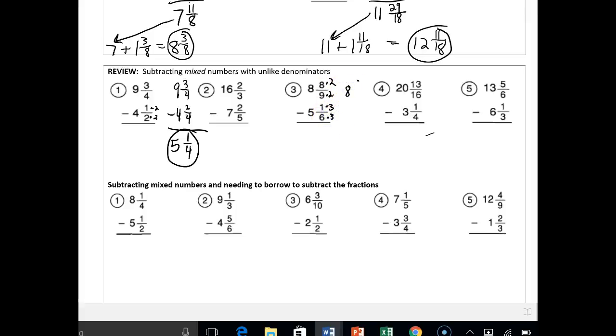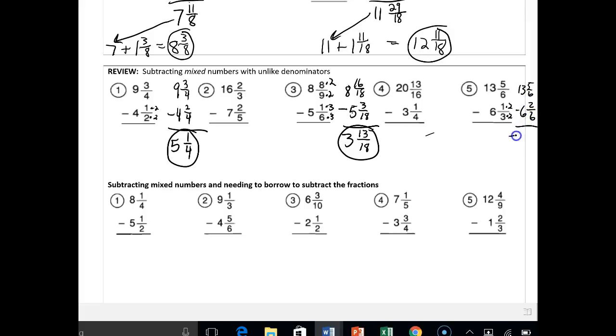So we get 8 and 16 over 18 minus 5 and 3 over 18. Subtract: 8 minus 5 is 3, 16 minus 3 is 13, and you keep the 18. That's fully simplified. Number 5, the common denominator between 6 and 3 happens to be 6, so just multiply this by 2. Get 13 and 5 sixths minus 6 and 2 sixths.